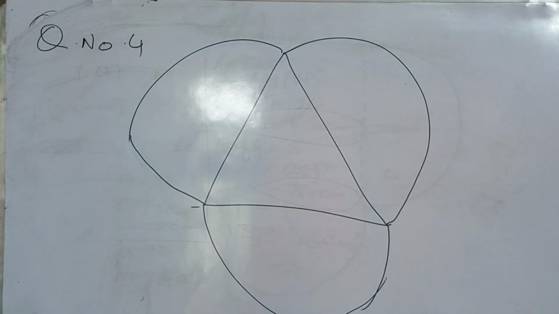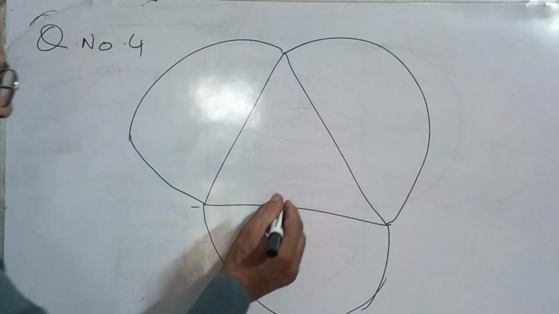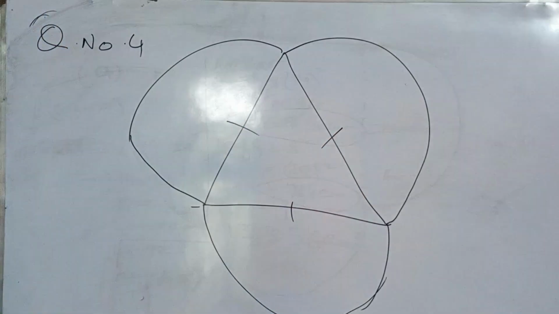There are 3 half circles, and it is an equilateral triangle. How many triangles are there with respect to their sides? 3: equilateral triangle, isosceles triangle, and scalene triangle.